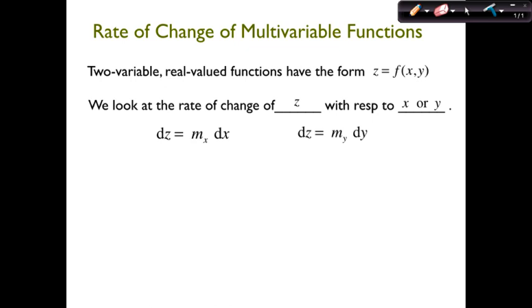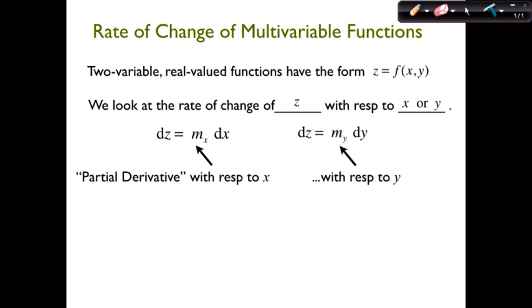So for a function like this, then we actually have 2 derivatives, or 2 rates of change. One rate of change for changes in x that give the change in z, and one rate of change for y would give the change in z for a change in y. So we call these partial derivatives. So we have the partial derivative with respect to x. That's that m x, I'm calling it. And then the partial derivative with respect to y, m y.